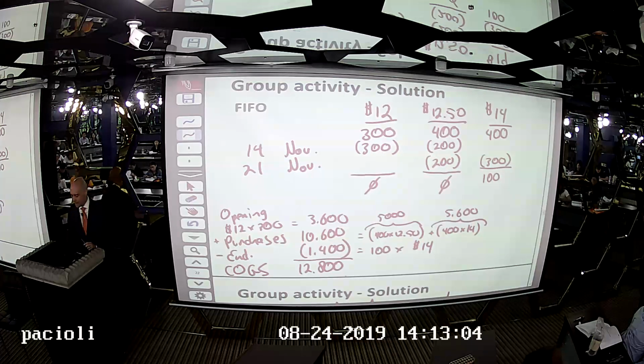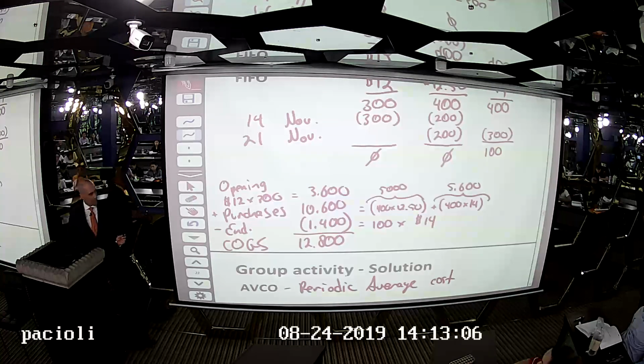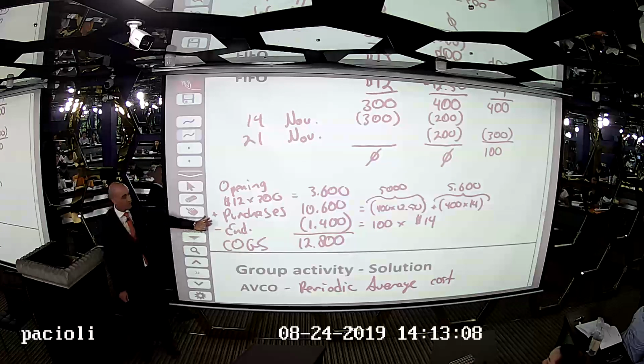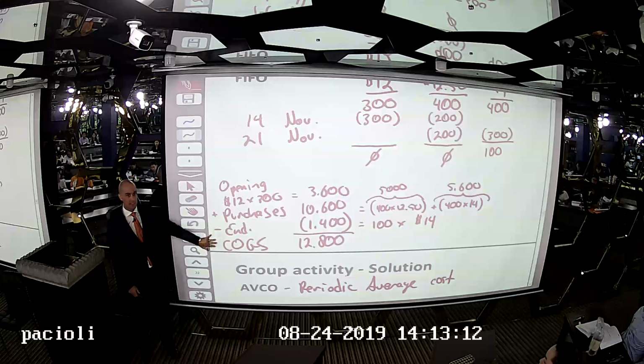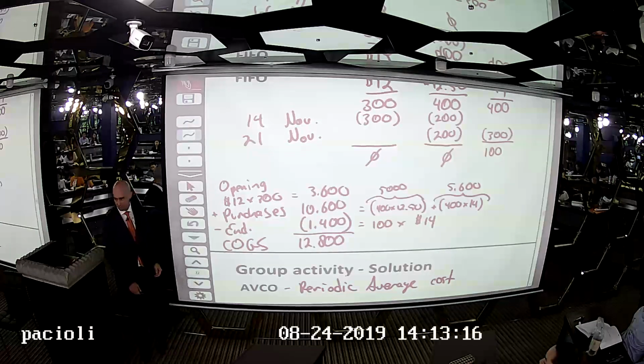Your exam will ask you for ending inventory. Sometimes they ask you ending inventory. Sometimes they ask you cost of goods sold. So one of these numbers will be on your exam.